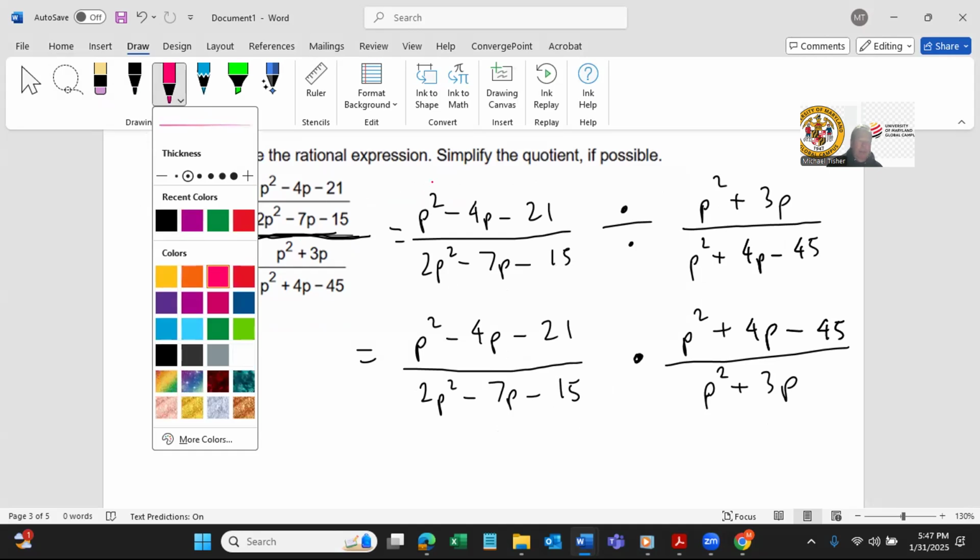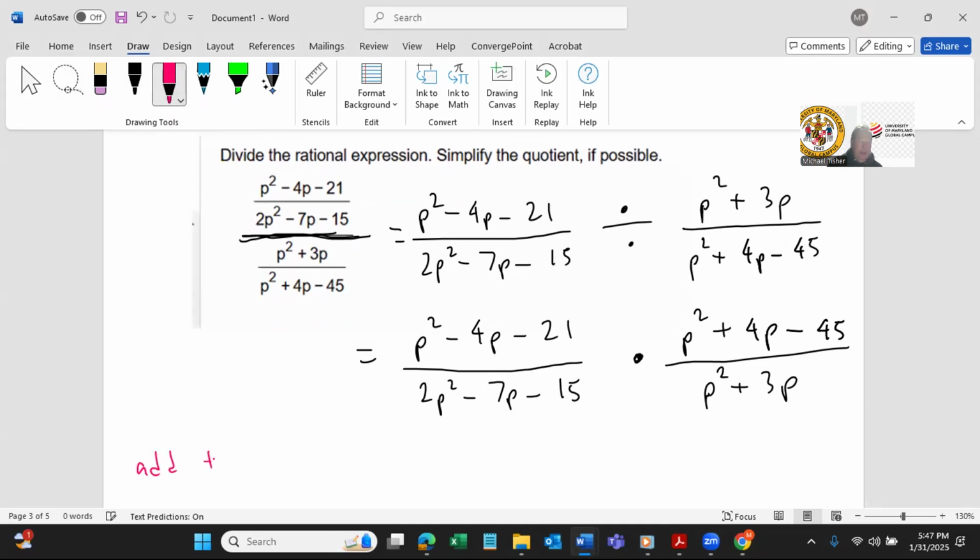Now to do that, we need two numbers that add to the p term, which is negative 4, and at the same time multiply to the coefficient term, which is negative 21. So can you think of two numbers that add to negative 4, but at the same time, those two numbers multiply to negative 21? If you can, that's wonderful. If not, it's okay. Let's use symbollab.com to help us.